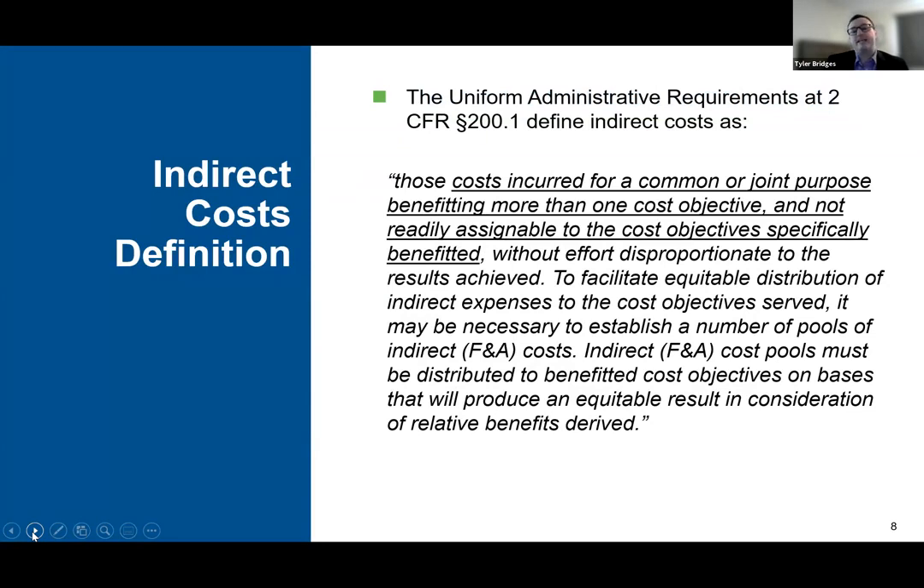Next, we will discuss indirect costs. This slide contains the definition for indirect costs at 2 CFR 200.1 and states that indirect costs are costs incurred for a common or joint purpose benefiting more than one cost objective and not readily assignable to the cost objectives specifically benefited.